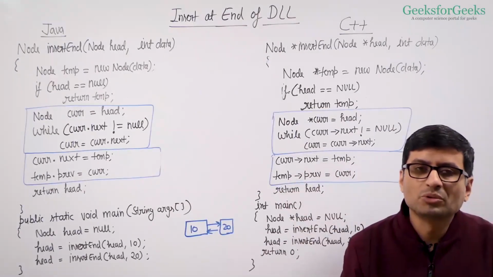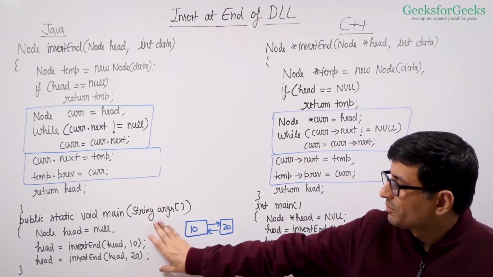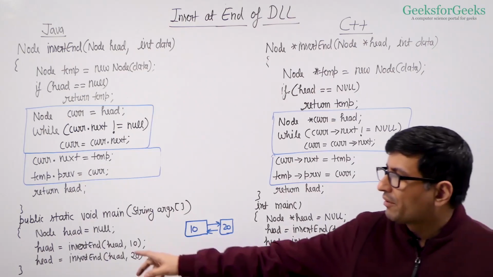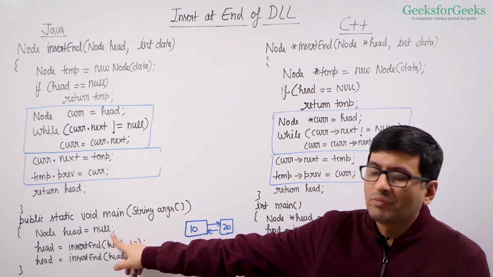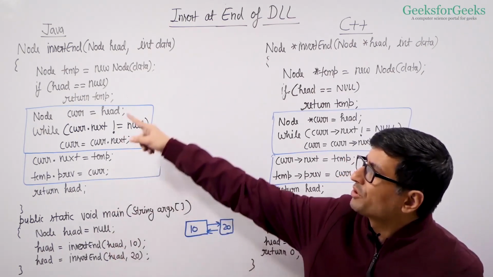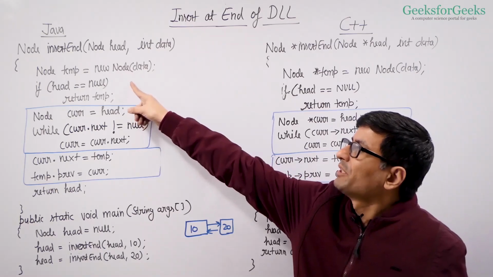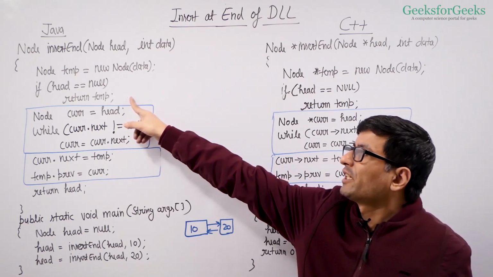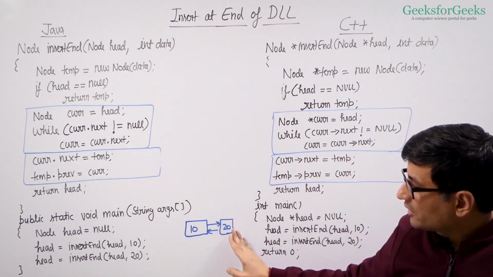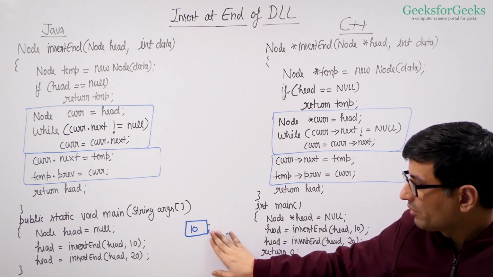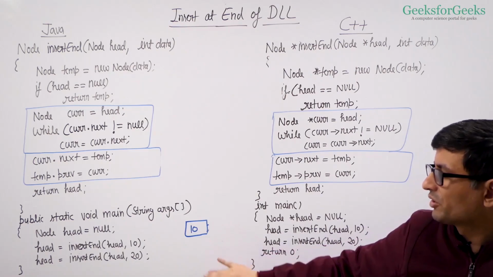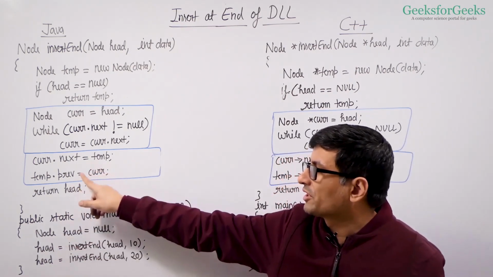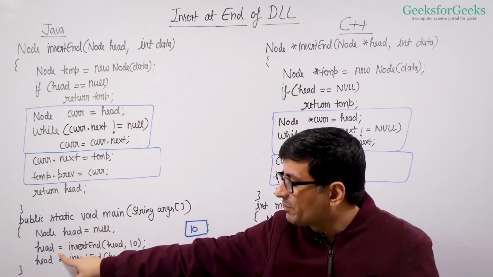Here is an example usage of this function. This is the main function in Java and this is the main in C++. So we initially have head as null. When we call insert at the end, it goes into this base case, right? This basic corner case. And what it does, it creates a new node and returns this as a head. So a linked list with a single node is created when you pass head, and this becomes your new head because we are assigning the return value back to head here. This function returns this temp and we assign it back to head.